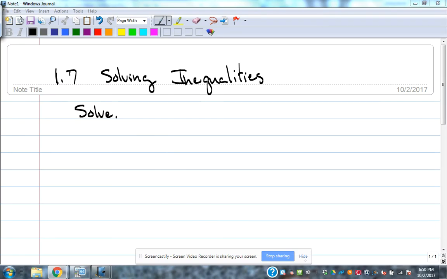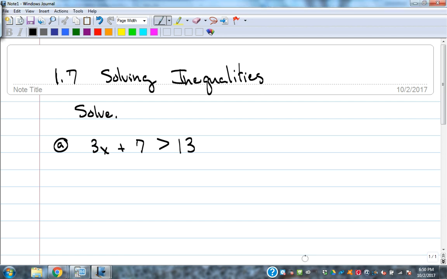So when we're solving inequalities, it's exactly the same as solving an equation. You're trying to get the variable by itself. The only difference is that instead of an equal sign, you've got an inequality symbol. And in this case, we've got 3x plus 7 is greater than 13. So you've got everything exactly the same as the equations. You want to get x by itself.